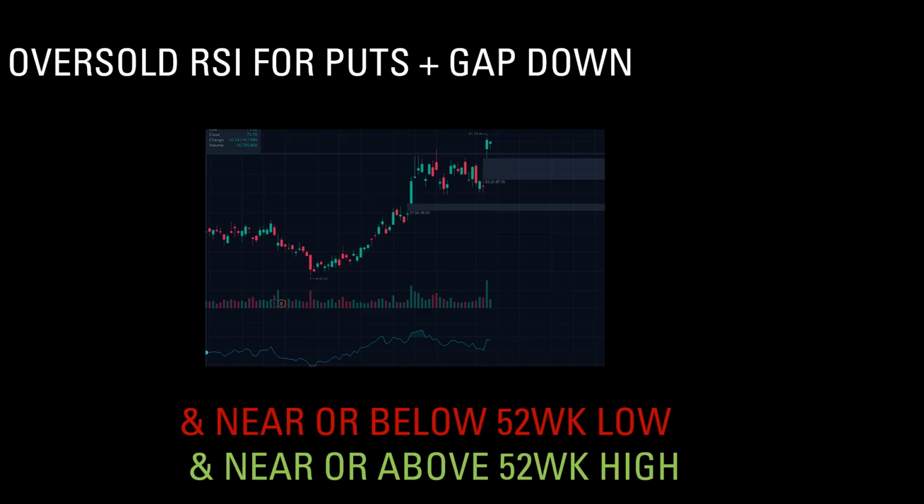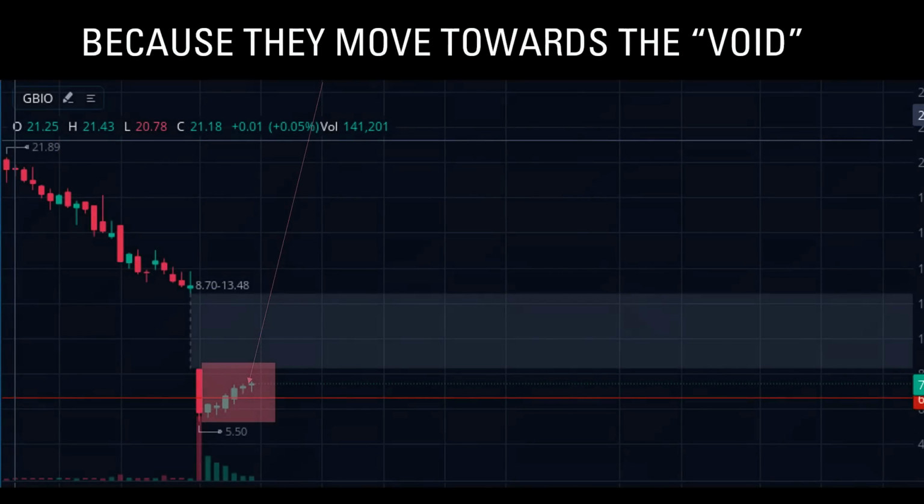So find the gap, gap found, likely on earnings, and then you check to see if that gap has pushed the price above or below the 52-week high, depending on if it's a gap up or down. Now, why are the gaps the most important thing? Well, because it's a void of price action. It's a broken, fragmented chart.